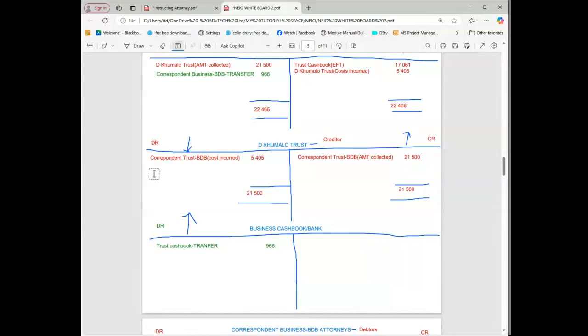This is what is going to be paid to the client at last. So we're going to pay it out of the trust bank account, trust cashbook. This is the settlement that we are going to give to our client.